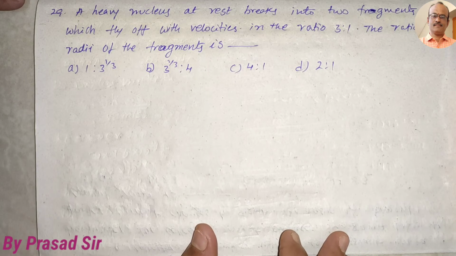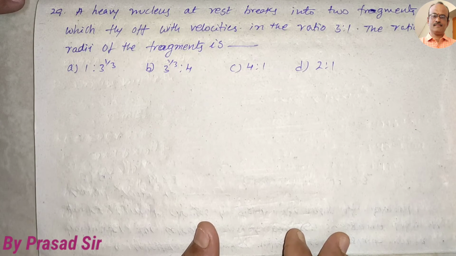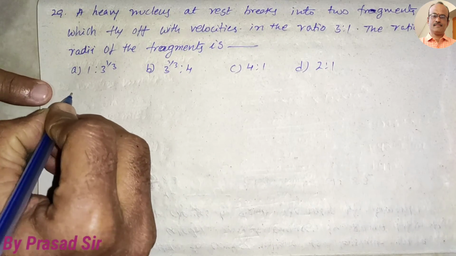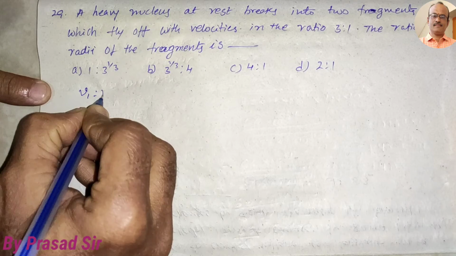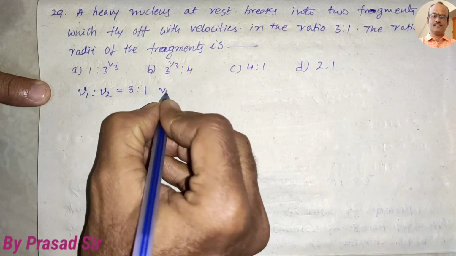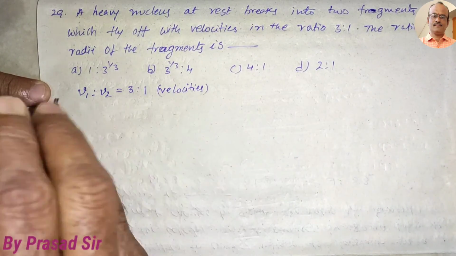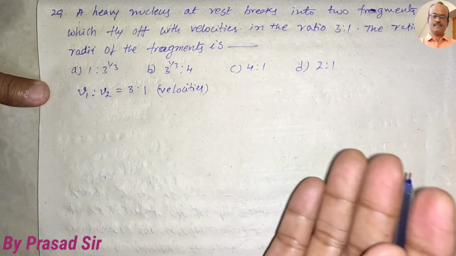Now the question number 29. A heavy nucleus at rest breaks into two fragments which fly off with velocities in the ratio 3:1. The ratio of radii of the fragments is how much? So here we want to calculate the radii of the fragments. So first of all, what is given here? Velocity ratio is given. So that means V1 is to V2 is equal to 3:1.